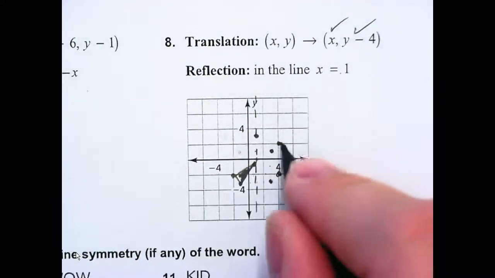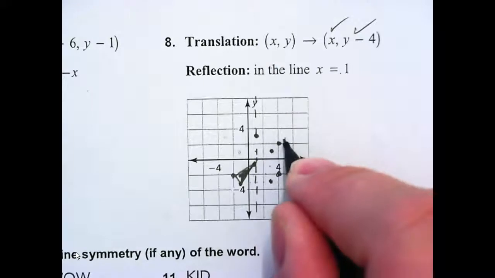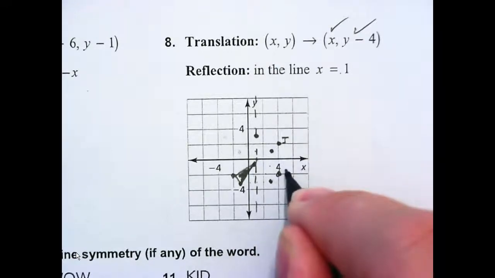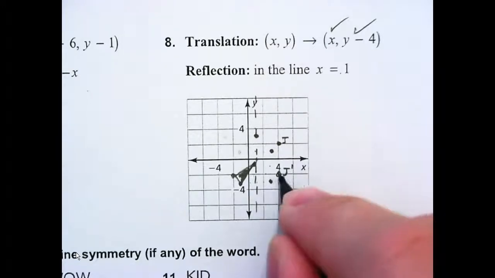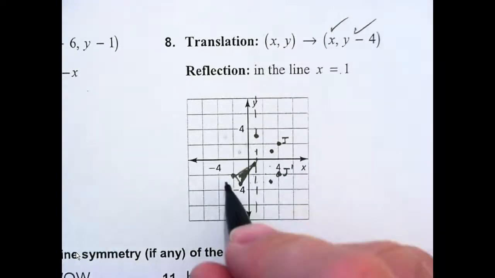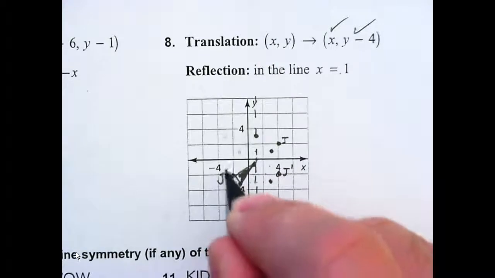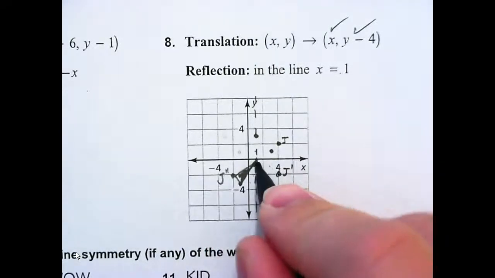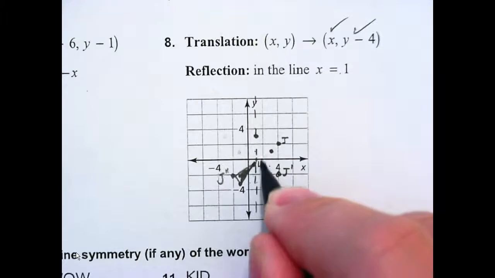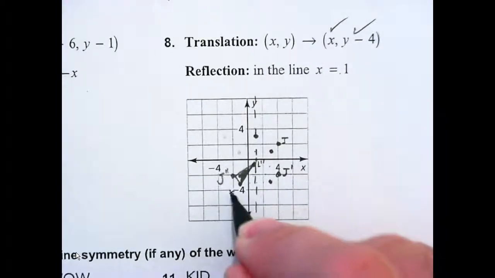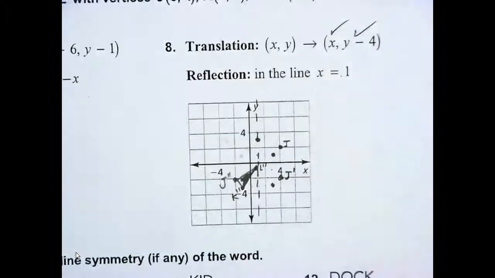I mean, like I've already forgotten. What point was this? Well, this was J. And that makes this J prime. And that makes this one, which reflected over here, J double prime. Okay? L is here. So that's L prime prime and K prime prime. Okay. Hey, very good job.